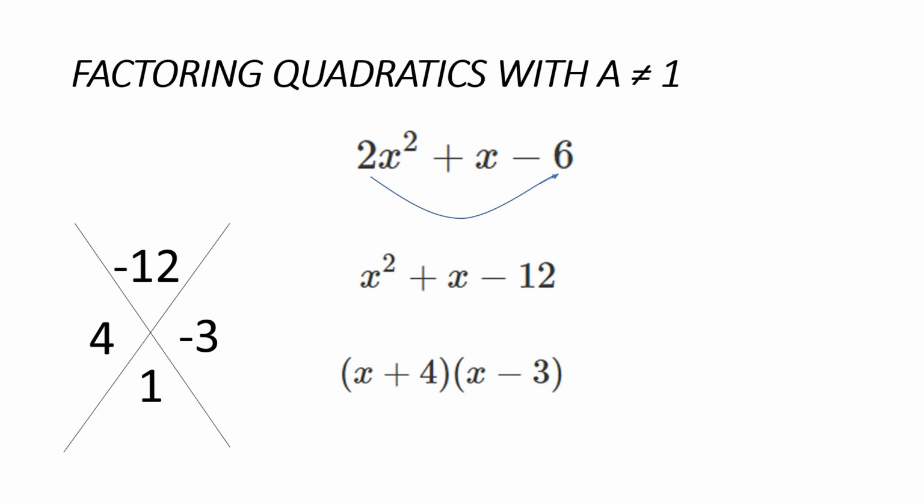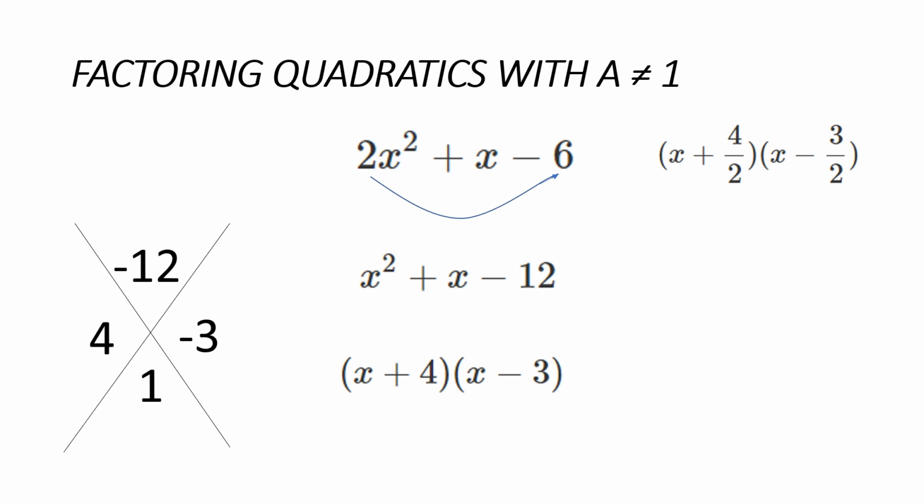However, this cannot be the right answer, because if you FOIL this out, we do not have an a value that is 1. It must be 2 according to the original expression. So what you must do is take that 2 that you moved over to the constant, and divide both outputs of the diamond method by it. So we have to do 4 divided by 2 and negative 3 divided by 2.